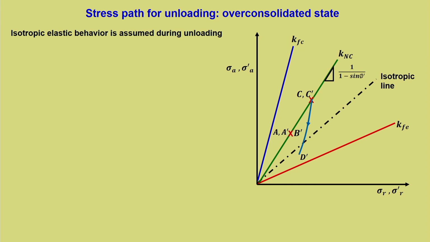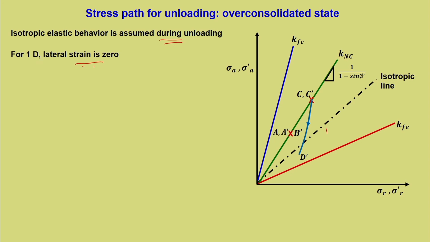Okay, so we need to understand in what manner this C dash D dash is going to move. It can have multiple possibilities, but where exactly it is going to move will depend upon the elastic behavior of the soil. So, that particular assumption is very important to understand the slope of C dash D dash. So, elastic isotropic behavior is assumed during unloading. The logic is because it has become an overconsolidated state.